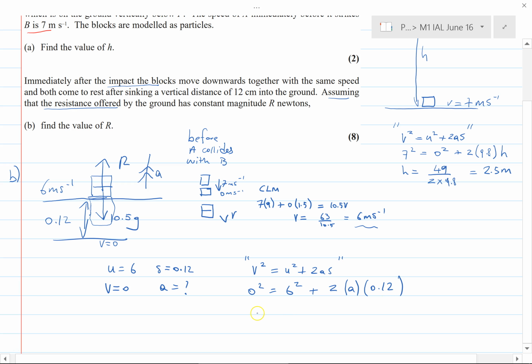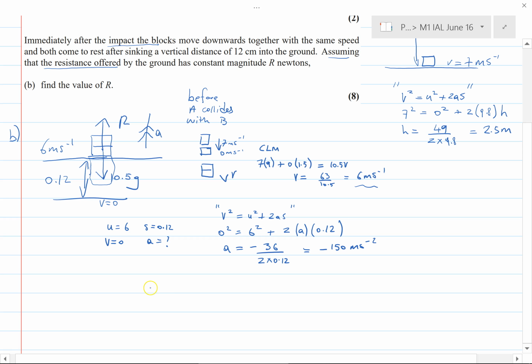Now, rearranging that gives me a is equal to 36 over 2 times 0.12. So that equals minus 150 meters per second squared. It's rapidly decelerating. It's going to come to a halt pretty quickly because it's going into ground. So that's why that number is quite big. So now it's just a matter of using F equals ma with deceleration. I'm going to go downwards, but we could do it upwards. I'm going to apply it downwards.